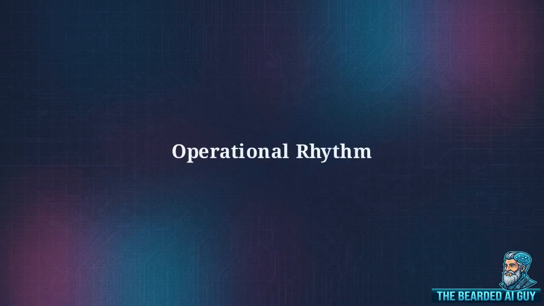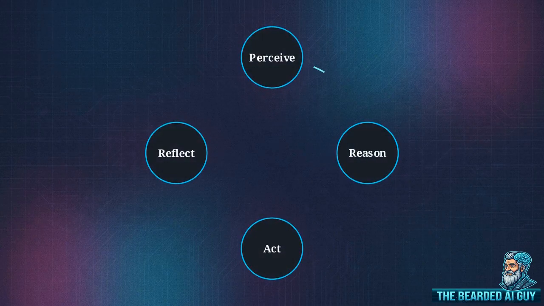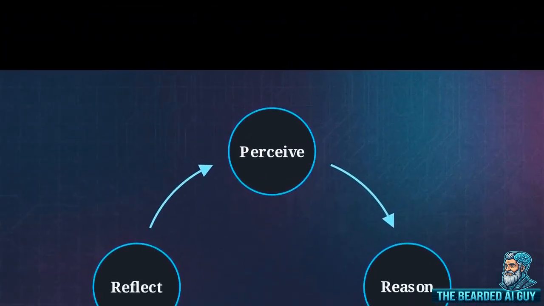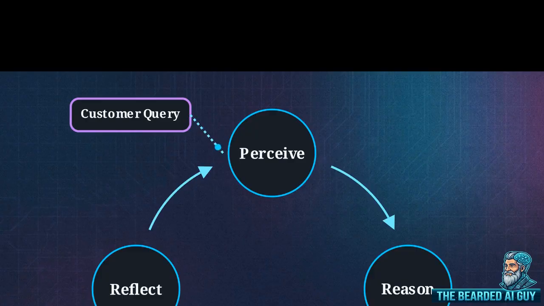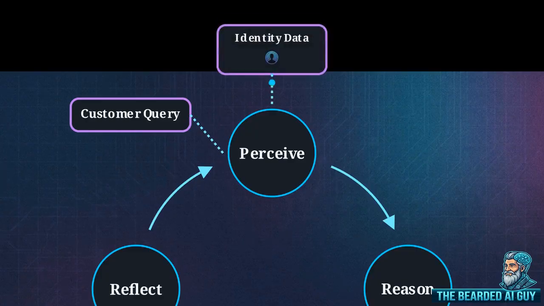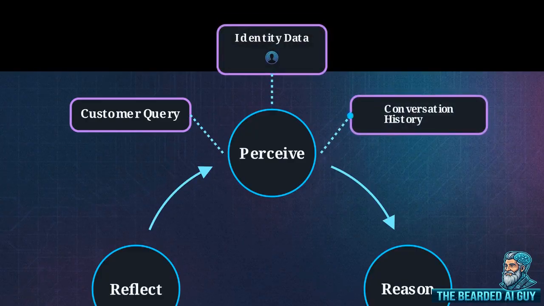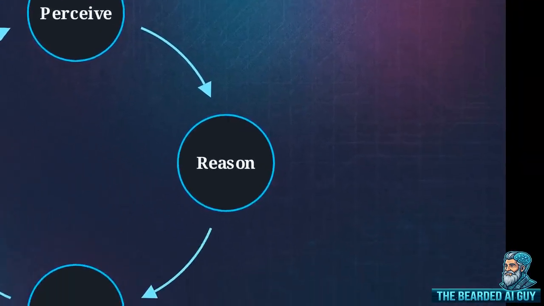This diagram shows the operational rhythm of a help desk agent on every single turn. It follows Anthropic's 4-phase loop: perceive, reason, act, and reflect. The input phase is perceive. On every turn, the agent aggregates the customer's current query, their identity data fetched at the start of the session, and the recent conversation history.